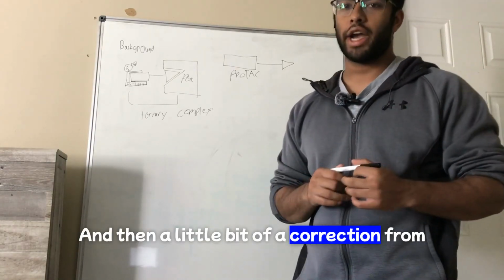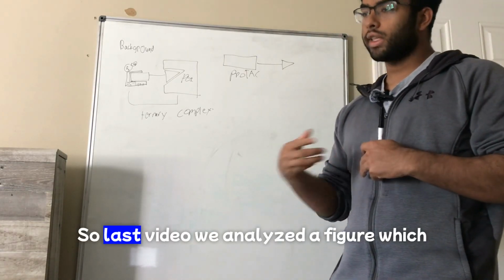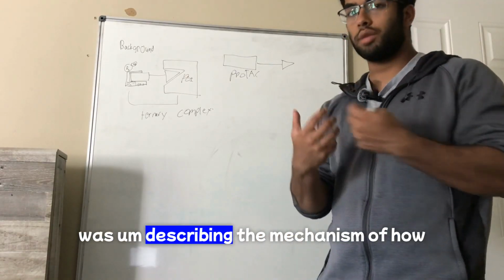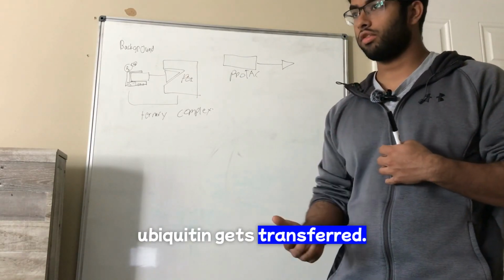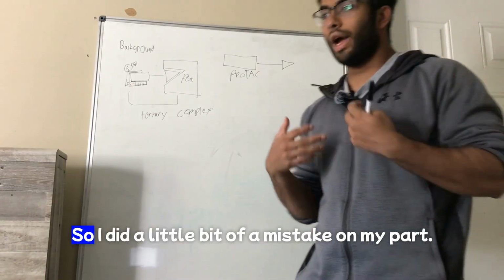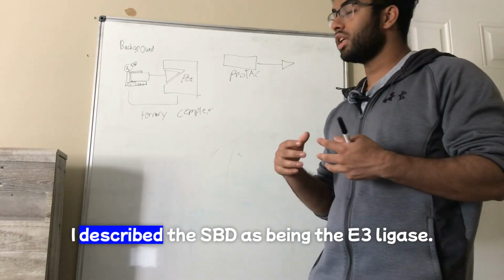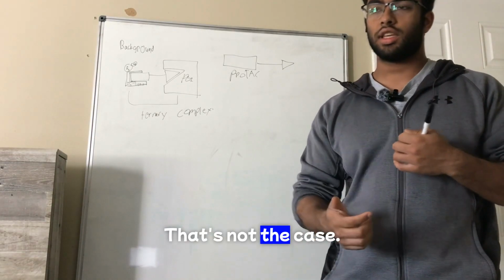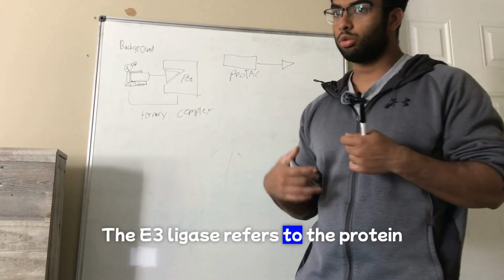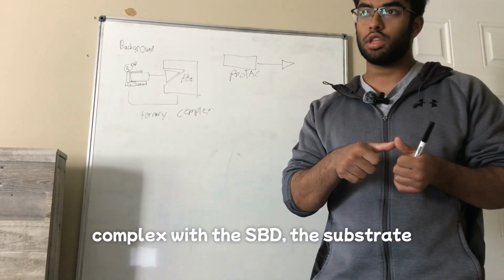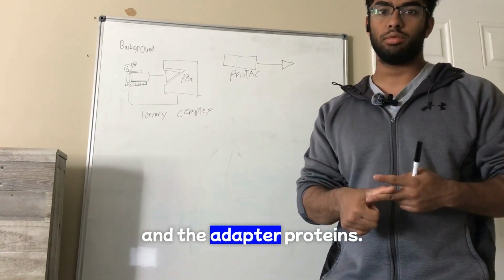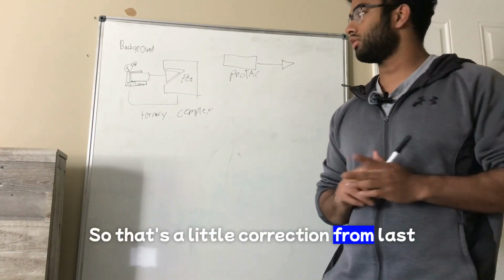And then a little correction from last video. Last video, we analyzed a figure describing the mechanisms of how ubiquitin gets transferred, right? I made a little mistake on my part. I described the SBD as being the E3 ligase. That's not the case. The E3 ligase refers to a complex containing the SBD, the substrate binding domain, the scaffolding protein, and the adapter proteins. So that's just a little correction from last time.